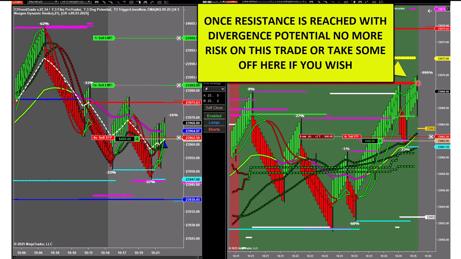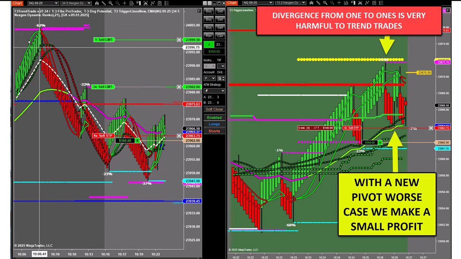And again, hit a fib, it could keep going. And if it does, great. You don't lose anything. You make more money. If it does hold and put in divergence, you won't lose any money. That's half of the battle right there.